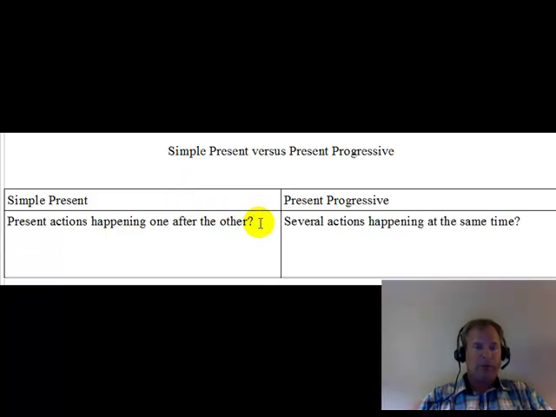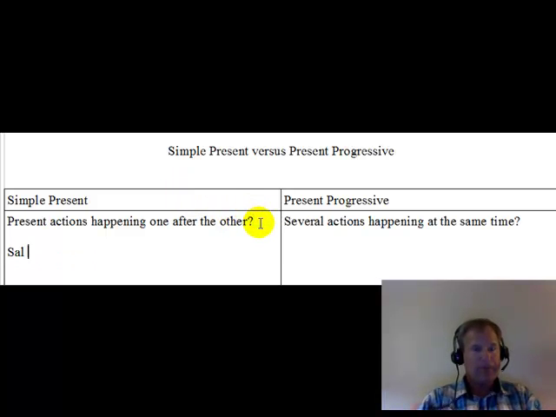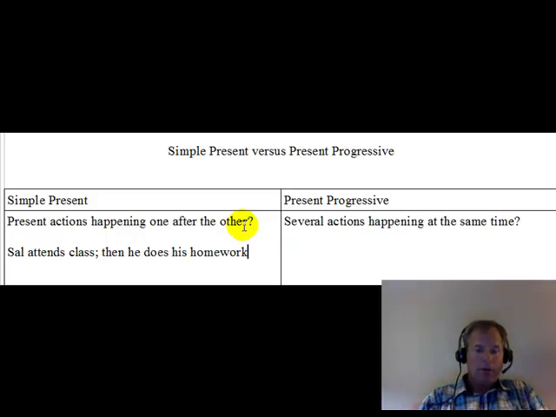Okay, in this case, are you talking about present actions happening one after the other? Let me give you a sample sentence, probably make more sense to you. In this case, notice I have a semicolon here. I'm joining two separate independent clauses here. So here, Sal attends class, then he does his homework. So you have one action happening in the present, and it's followed by another action happening in the present. But these things are not happening at the same time. So Sal attends class, then he does his homework.